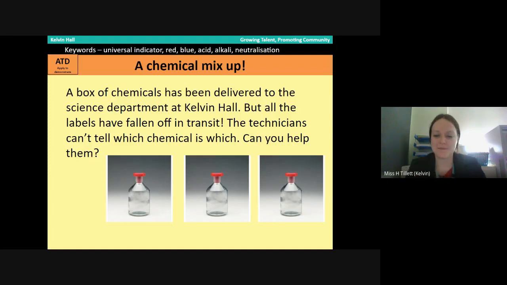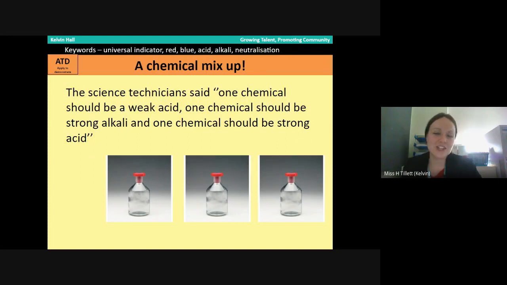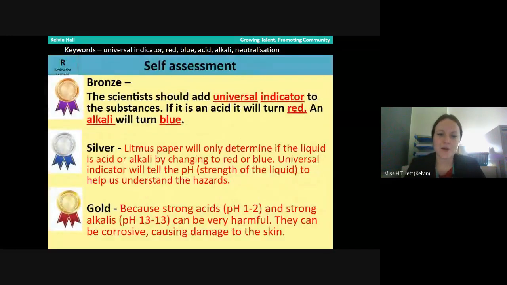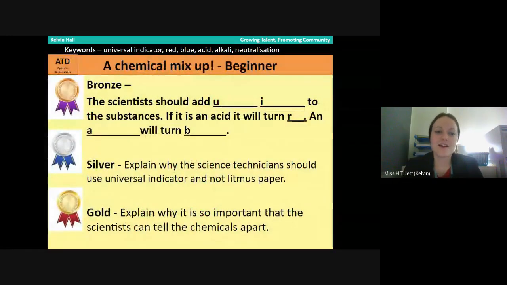Can you help them today? The technicians said when they ordered these chemicals to be delivered, one they know should be a weak acid, one chemical should be a strong alkali, and one should be a strong acid. And I want you to help them by telling them how they would find out which one was which. So, these are my tasks. The bronze, I would like you to tell me how they would use universal indicator to find out which one was which, and I've got some sentences to help you with that.